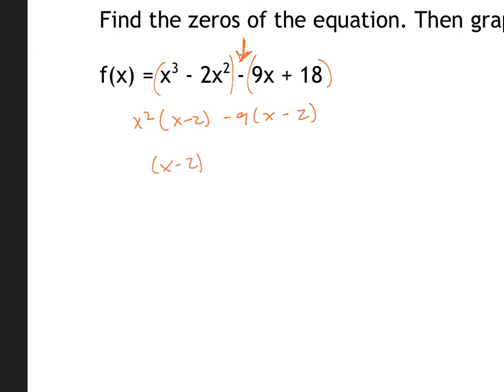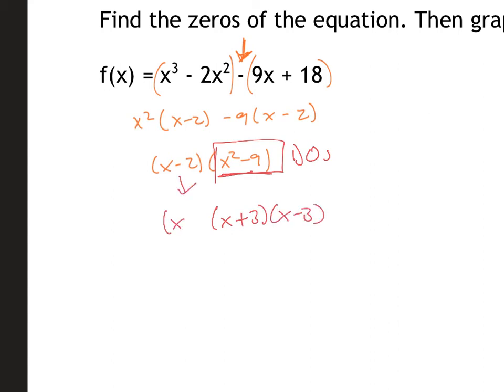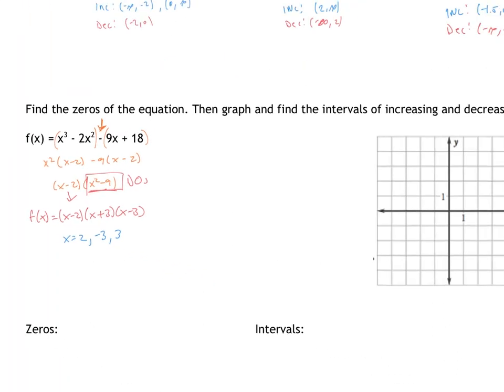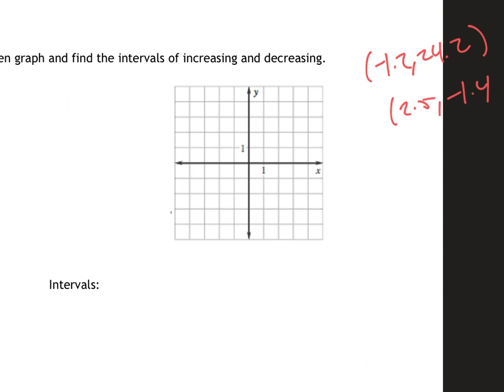So grouping is going to be nice. I got an x minus 2 and an x squared minus 9. Remember, right here, this piece, that's your difference of squares. So that factors into x plus 3 times x minus 3. And then bring down your x minus 2. And you have it in factored form. So that means my zeros here are x equals 2, x equals negative 3, and x equals positive 3. So if I come over to my graph, I got x equals 2, I got x equals negative 3, and I got x equals positive 3.